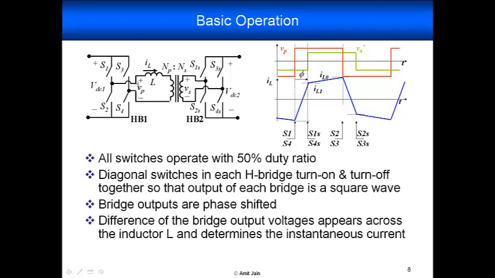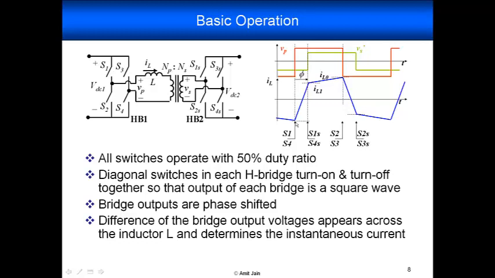Once we know that Vp here is a square wave and Vs here is a square wave, we can now reflect Vs to the primary, and we again have a square wave just scaled by the turns ratio of the transformer. The difference between Vp and Vs prime then is the voltage across this inductor L, and looking at the different values of Vp minus Vs, we can then determine the inductor current IL.